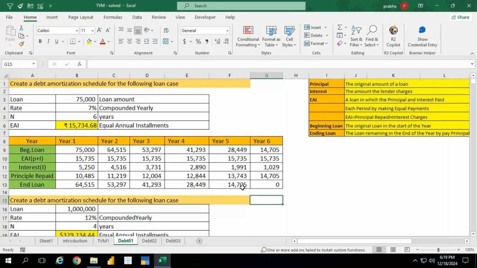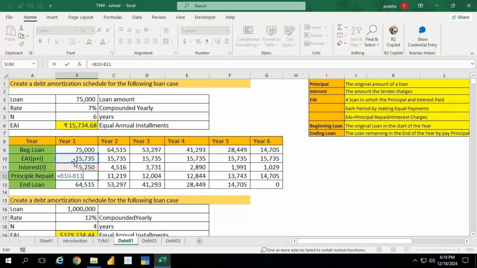Ma'am, can you please explain the principal repaid? Principal repaid will be the EAI, the installment that I am paying every year, minus the interest, which will be my principal repaid. End of loan will be the beginning loan minus principal repaid.